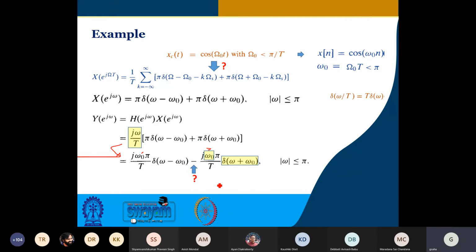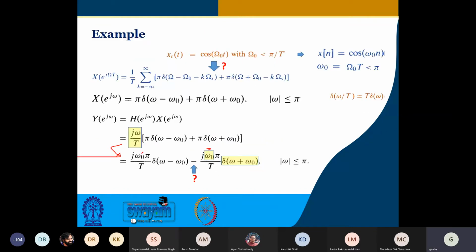What is the reason? It is coming at minus omega naught. Because of that, when you substitute omega as omega naught, it is minus omega naught, because it is on the negative side. So that's why minus omega naught is coming here. Great.